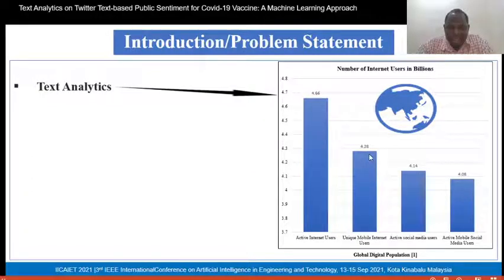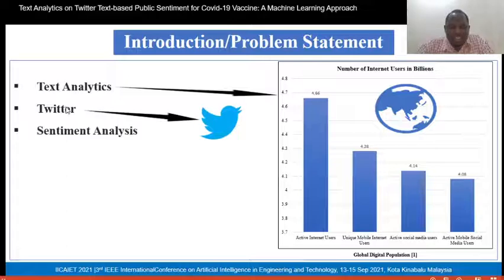This data is fetched from Statista Infographic, April 2020. If you look at the total number of active social media users around the world, there are about 4.14 billion. So you can imagine the kind of data that people around the globe are depositing every second. So in this research, we chose Twitter as the platform for us to mine our text data. Then the next thing is sentiment analysis.